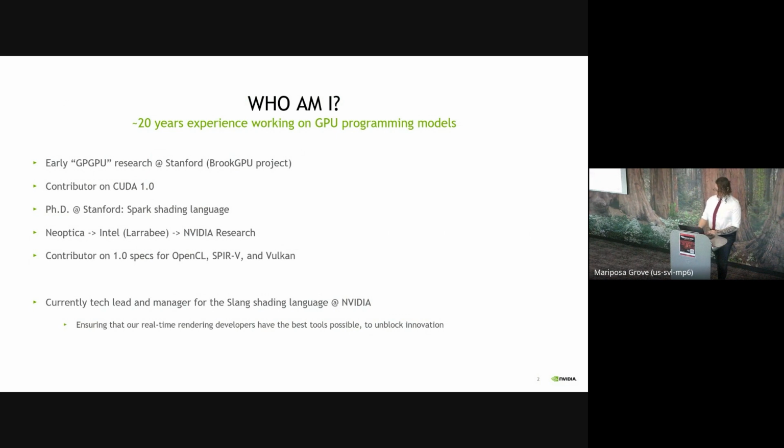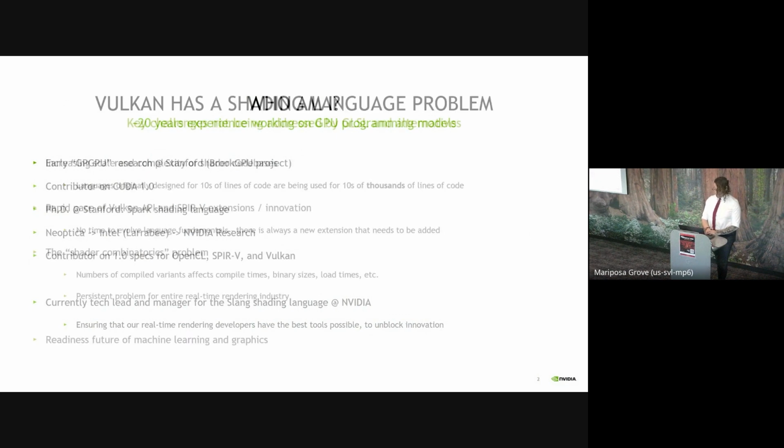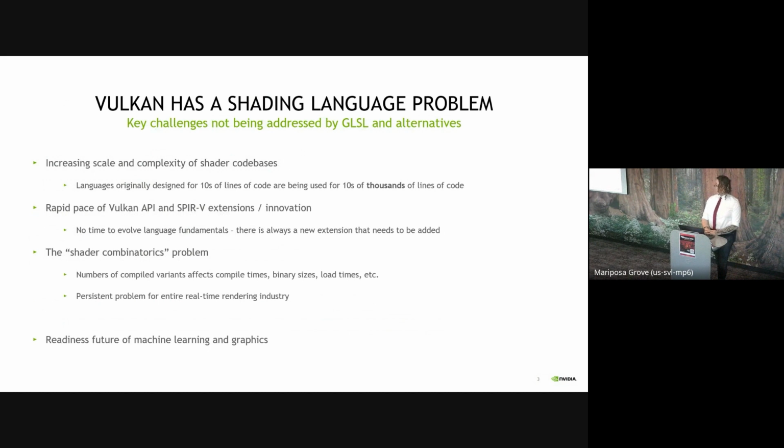And what I want to say here today is Vulkan has a shading language problem. There are key challenges that developers are facing that are not being addressed by GLSL or the alternatives out there. I think there are some other speakers talking tomorrow who probably agree with me on this. But I want to highlight a few of the specific challenges that we're facing as developers that need to be addressed by our tools. So I have three main points here and one bonus one that people might not have thought of yet.